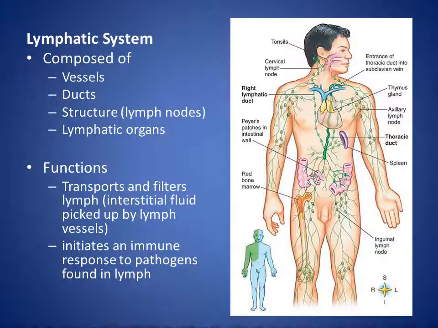We can't forget about that part of the cardiovascular system that is called the lymphatic system, and it also is composed of vessels, ducts, as well as structures known as lymph nodes, and there are a variety of lymph nodes throughout the body, and they are often named based on where they reside in the body, and of course some lymphatic organs. The functions of the lymphatic system are primarily to transport and filter lymph or interstitial fluid that is picked up by the lymph vessels. And also, the system is capable of initiating an immune response to pathogens that are found within lymph.